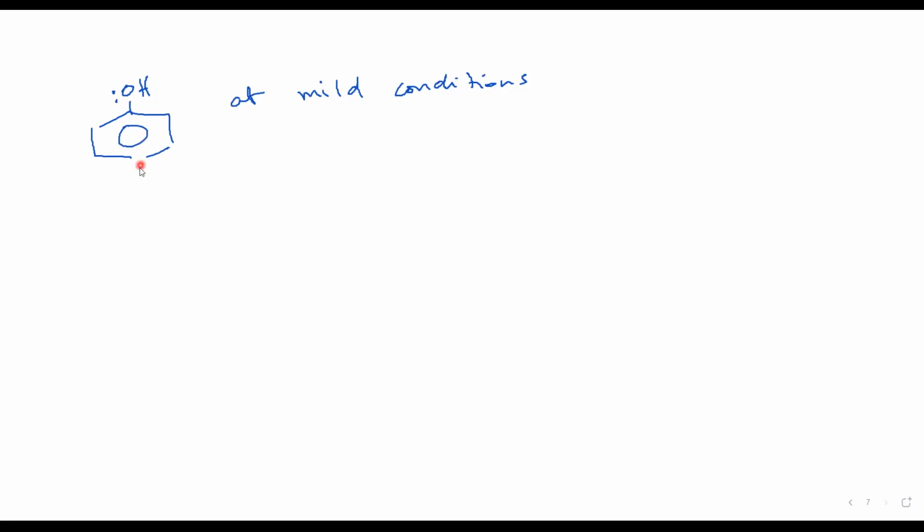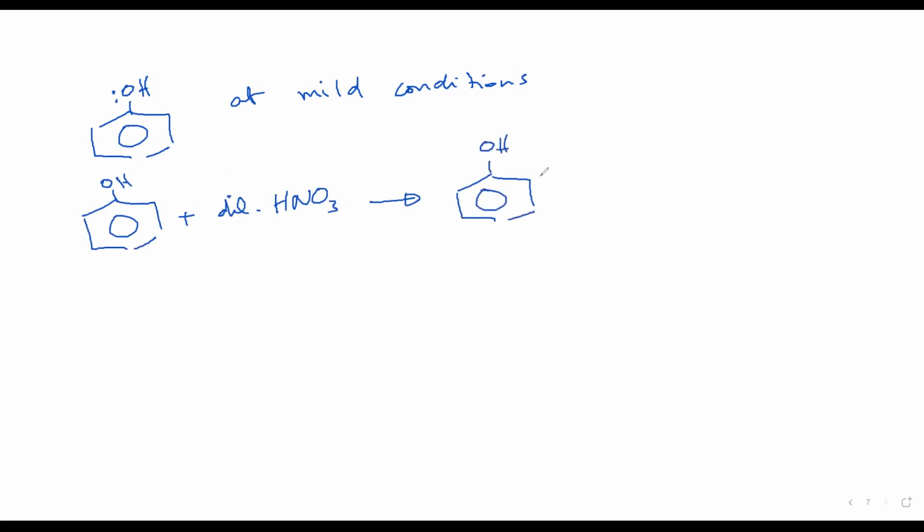When the phenol reacts with nitric acid, and when we want to introduce a nitro group to the phenol, it will only react with dilute nitric acid. No sulfuric acid is going to be used. So here, if we have a phenol, it reacts with dilute nitric acid. So very mild conditions to produce the nitrophenol.